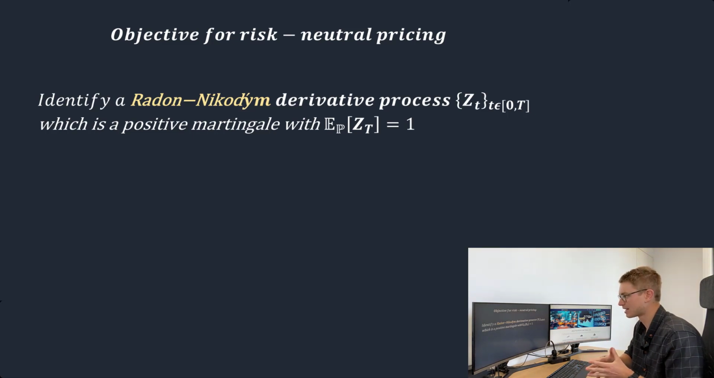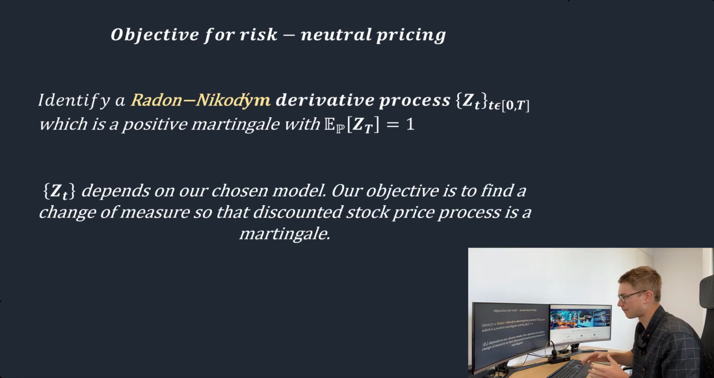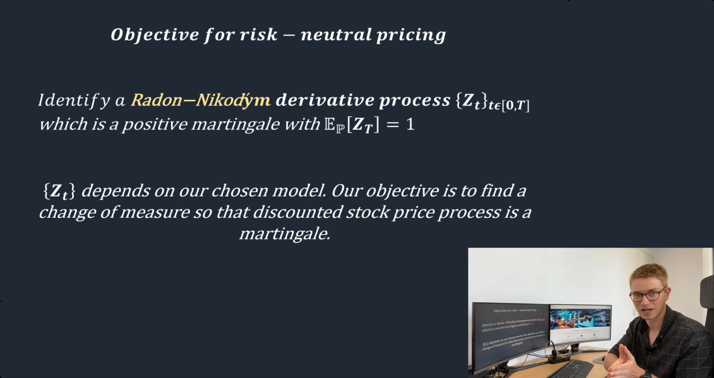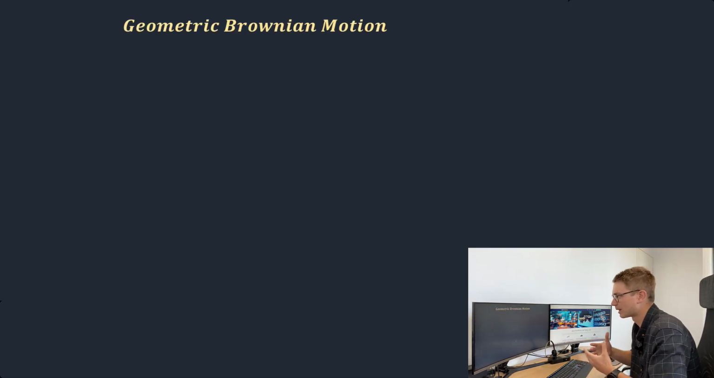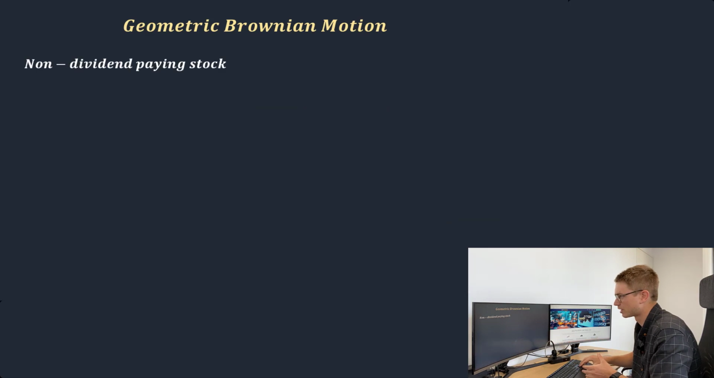So what do we mean by that? We need to identify a martingale process. So ZT obviously depends on our chosen model, but our objective is to find a measure under which all the discounted stock prices or random variable processes are actually martingale processes. So the expectation for tomorrow is the same value as it is today. So that's very important. Now let's talk about geometric Brownian motion.